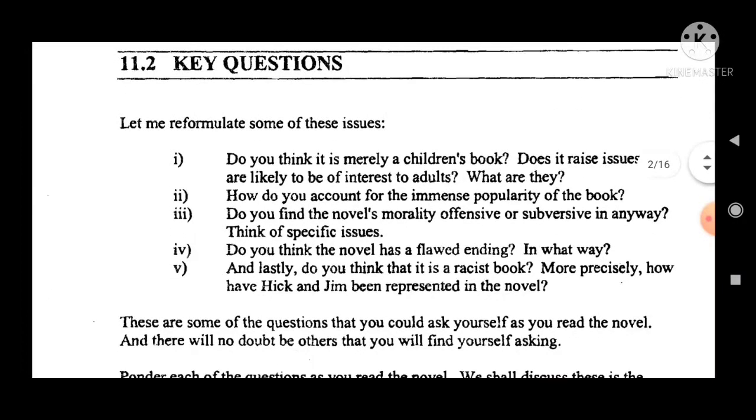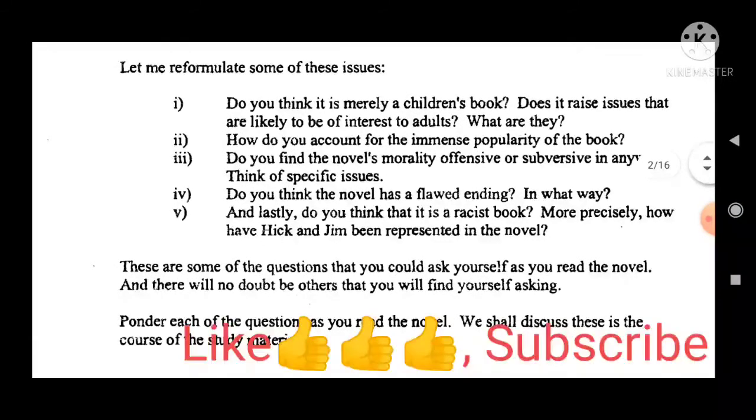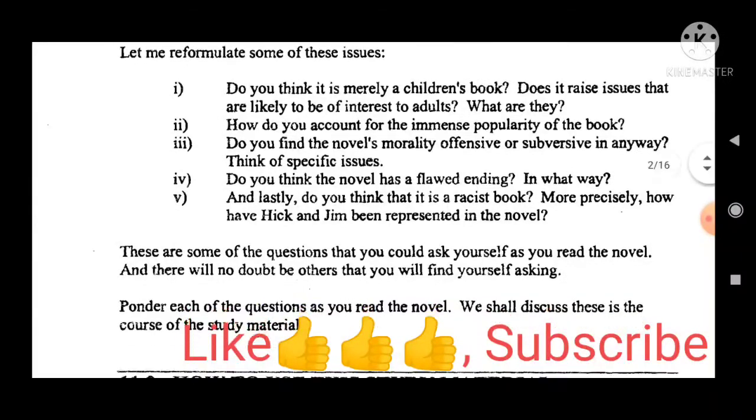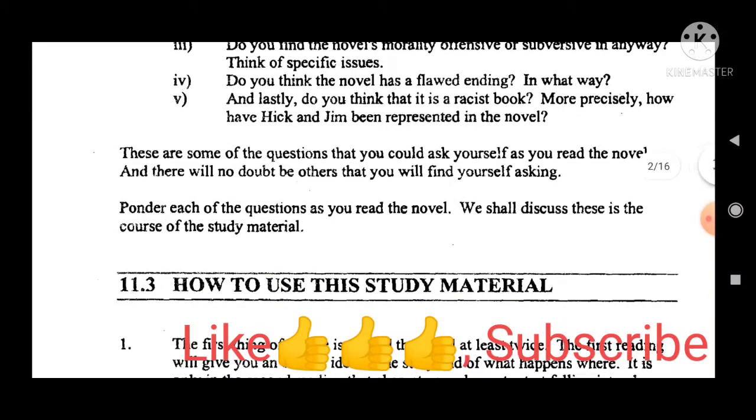Here are the key questions. Let me formulate some of these issues. Do you think it is merely a children's book? Does it raise issues that are likely to be of interest to adults? What are they? How do you account for the immense popularity of the book? Do you find the novel's morality offensive or subversive in any way? Think of specific issues. Do you think the novel has a flawed ending? In what way? And lastly, do you think that it is a racist book? More precisely, how have Huck and Jim been represented in the novel?